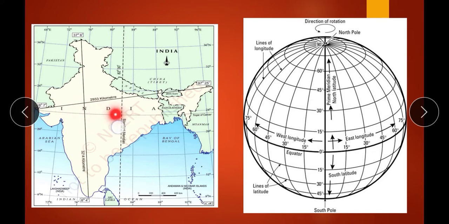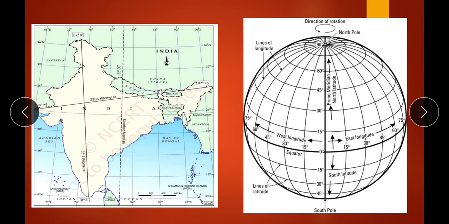The Tropic of Cancer divides India almost into two equal parts, and here are two island groups, one island group in the Bay of Bengal and another island group in the Arabian Sea. This island group is known as Andaman Nicobar. This island group is known as Lakshadweep. Both these island groups are also part of India, and the capital of Andaman Nicobar is Port Blair and the capital of Lakshadweep is Kavaratti.